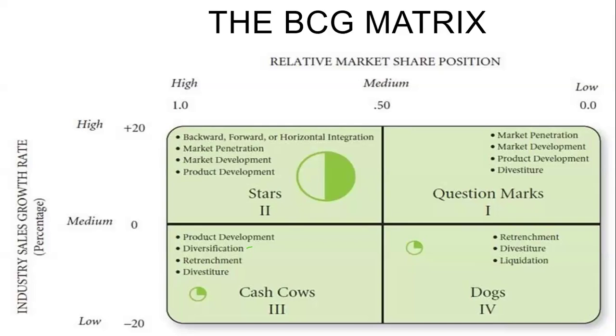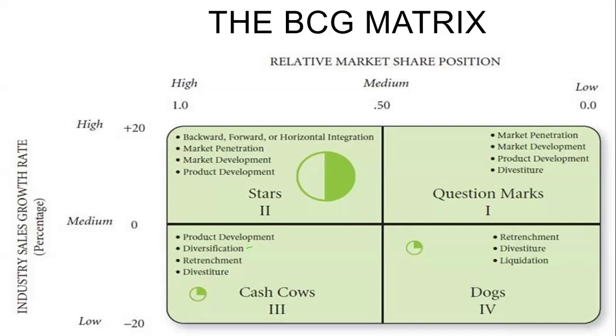Then the characterization of dog divisions or product lines. Based on what has transpired now, who can interpret the dogs division for us using relative market share and industry growth? Yes, hello. So with the dogs, I think the market share will be low. The growth too will be low.